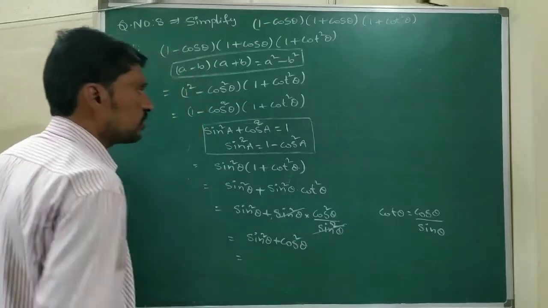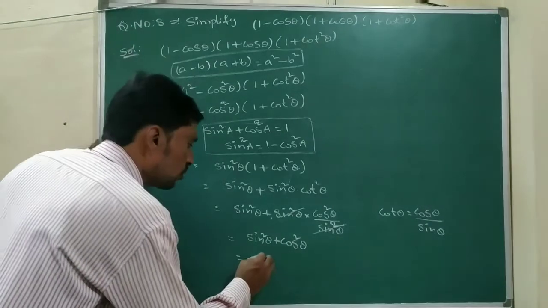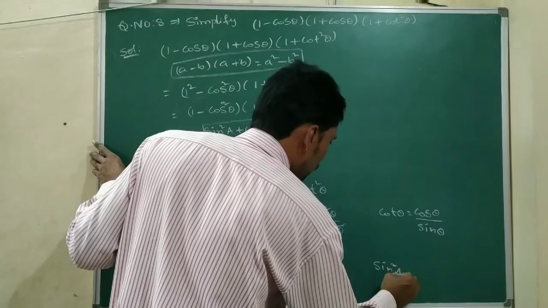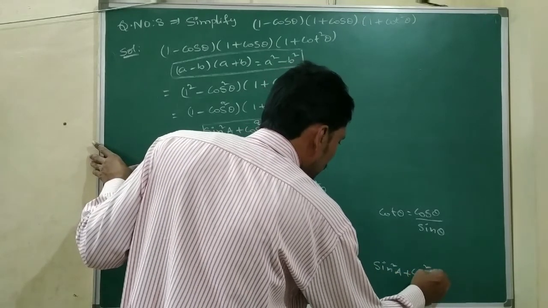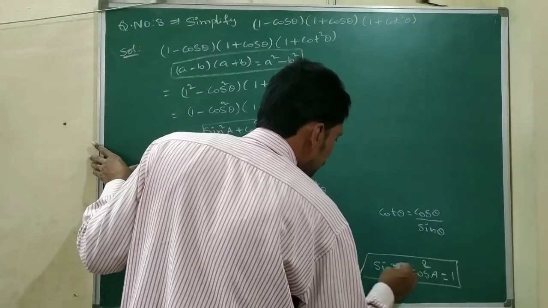We know the identity. What is that identity? Sin square A plus cos square A equal to 1. So here we got 1. So which identity did we use? Sin square A plus cos square A equal 1. We used this identity.